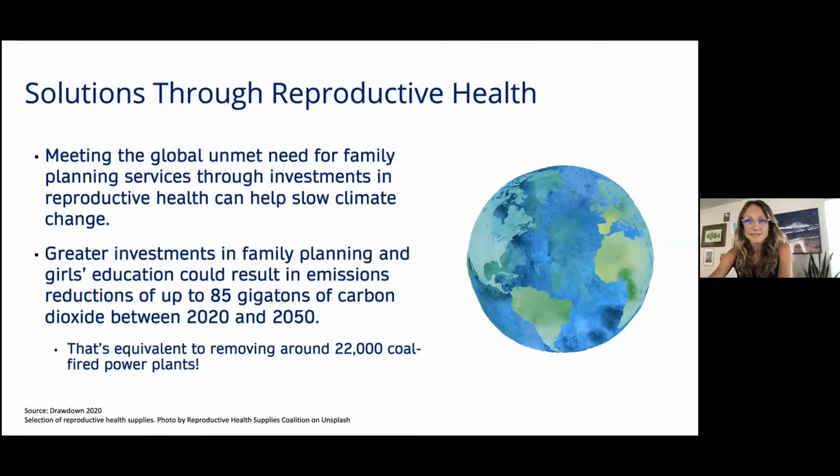And so recent research in an environmental context has also shown that meeting the global unmet need for family planning can reduce emissions quite substantially. It has the ability to reduce 85 gigatons of CO2 between now and 2050, which is equivalent to closing 22,000 coal-fired power plants. Family planning, as we're going to get into later on in the course, is also extremely cost-effective. So the emissions averted through investments in family planning are actually much cheaper in comparison to other options like solar power and carbon capture from new coal plants.